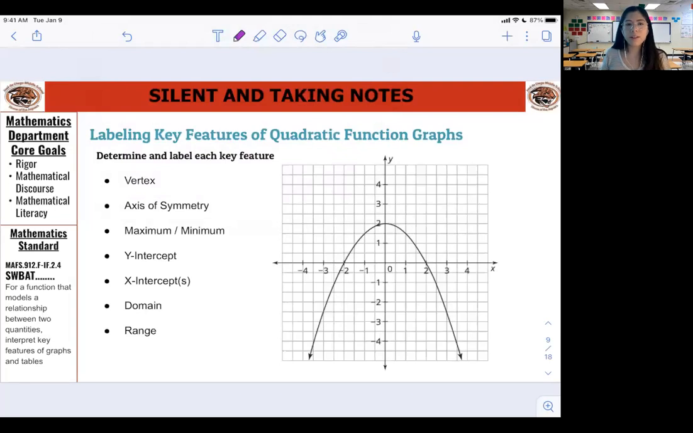Where is the vertex on this graph? And let's be more specific, a full coordinate point. 0 comma 2. Good, the vertex is right here at 0 comma 2. All right, perfect. Somebody else, where is the axis of symmetry? Good, Juan is saying the y-axis, that's perfect. So it's right here, write down the y-axis.